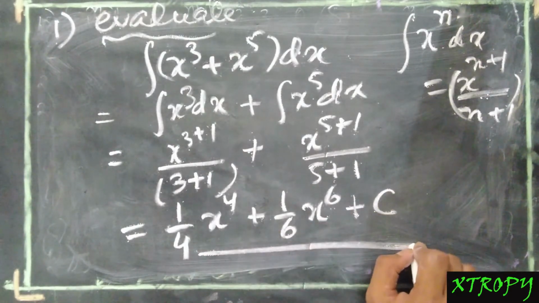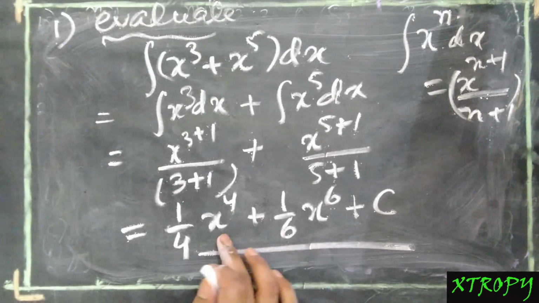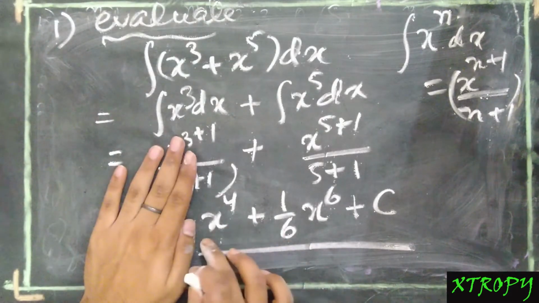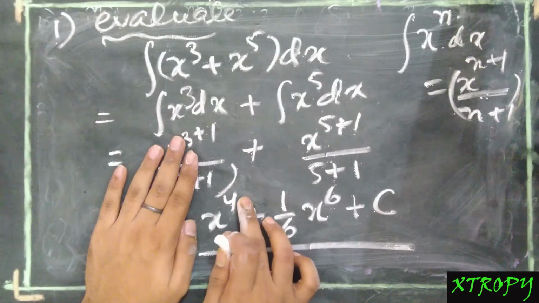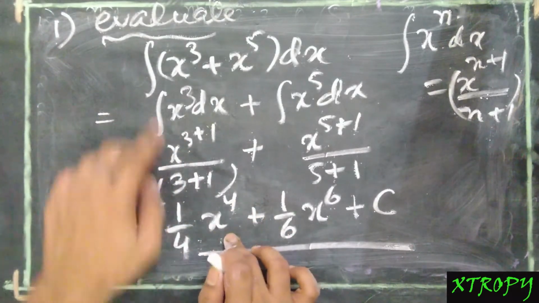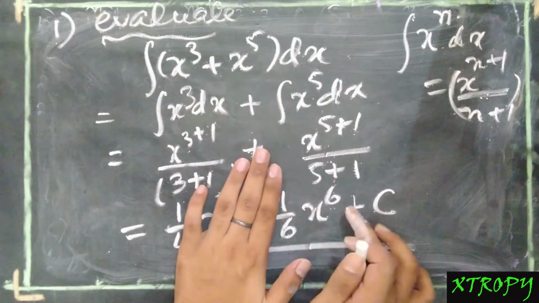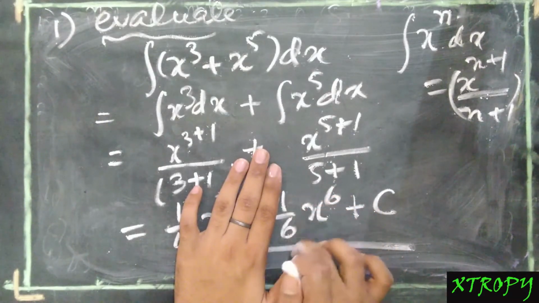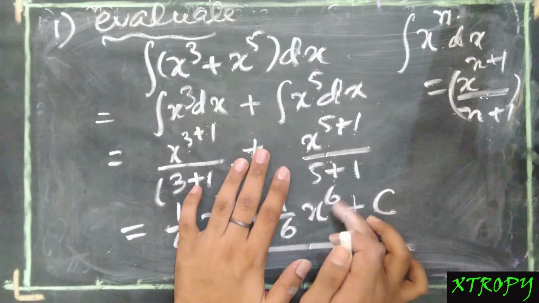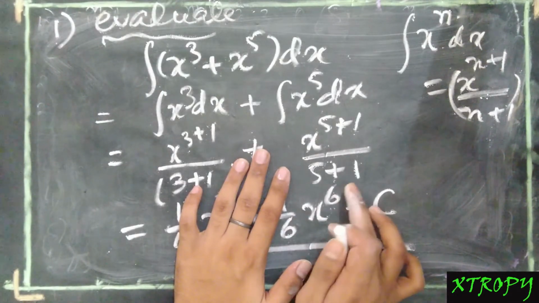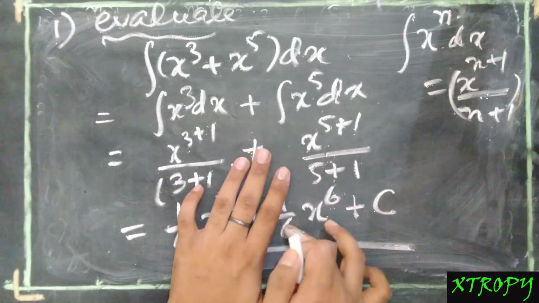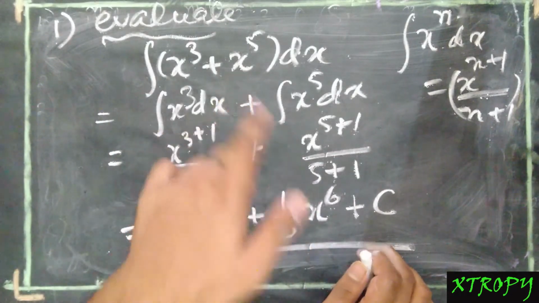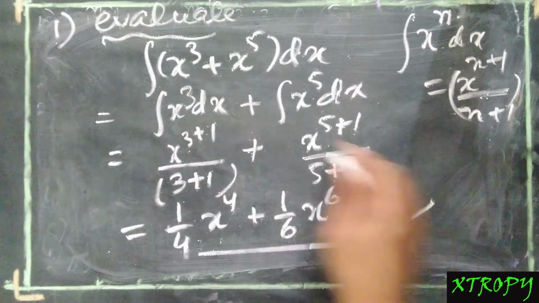You can check it. If you differentiate this, suppose you take the 1 by 4 x to the power 4 and differentiate it, this becomes 4x cube, the 4 and 4 cancel, and this becomes x cube. Plus 1 by 6: now differentiate 1 by 6 x power 6. 6 comes down and the power of x reduces by 1, therefore 6 x power 5, the 6 and 6 cancel, and you get back x power 5. So this is the integration of the question above.